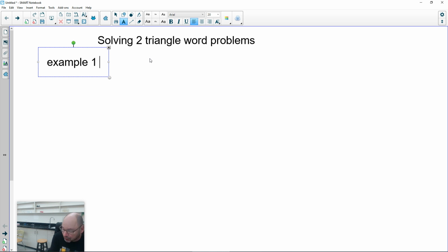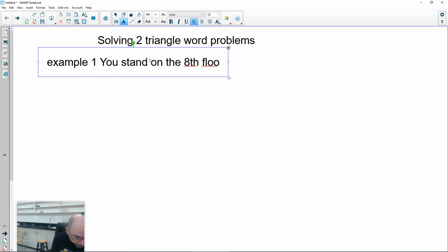And the second one will be a little more challenging. So let's say that you stand on the 8th floor or something like that of a building.